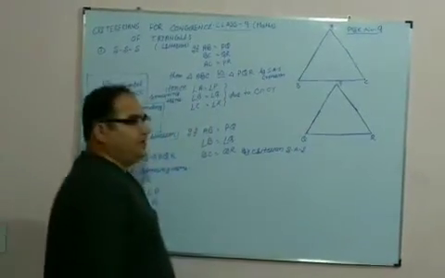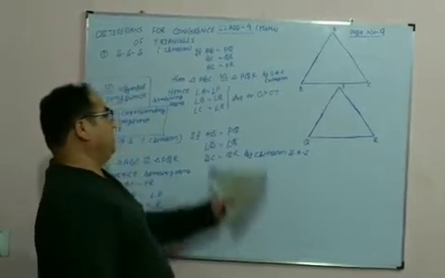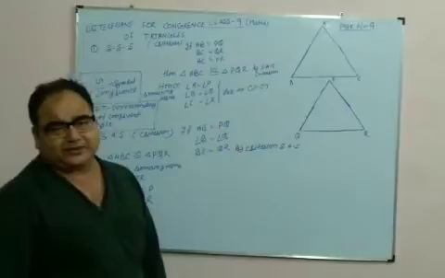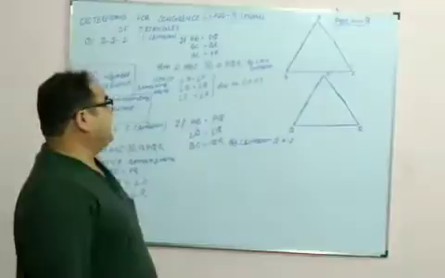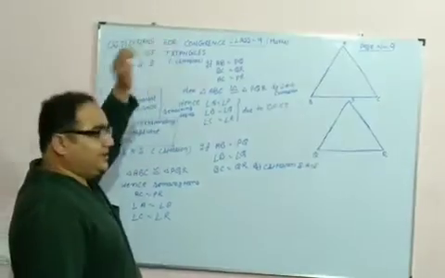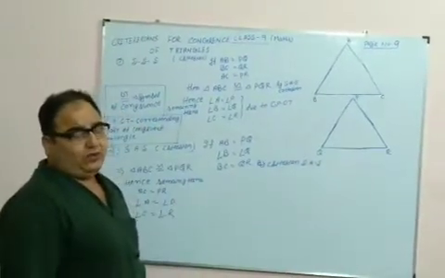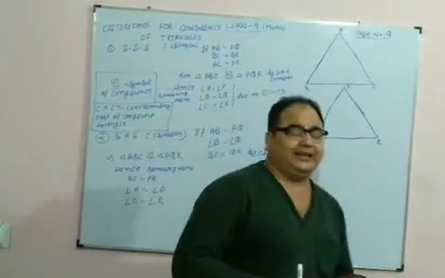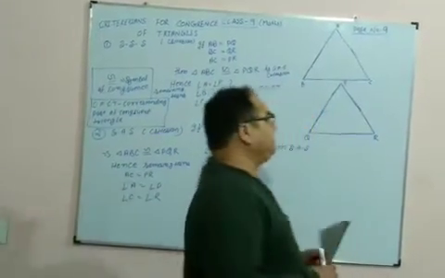In the previous class, we already discussed the congruence of triangles. What's the meaning of congruence of triangles? Now we will discuss the criteria for the congruence of triangles. What criteria do you use to make two triangles congruent?